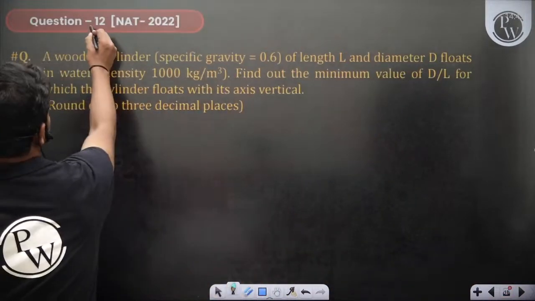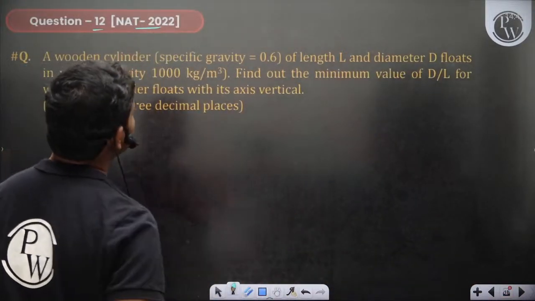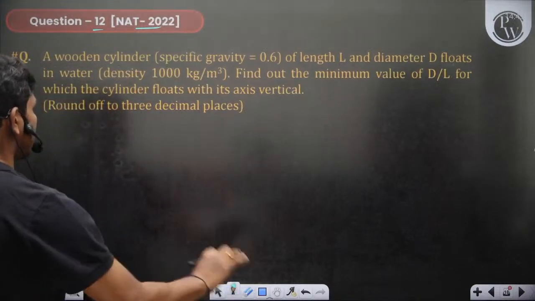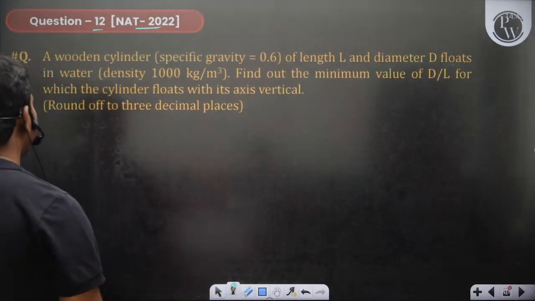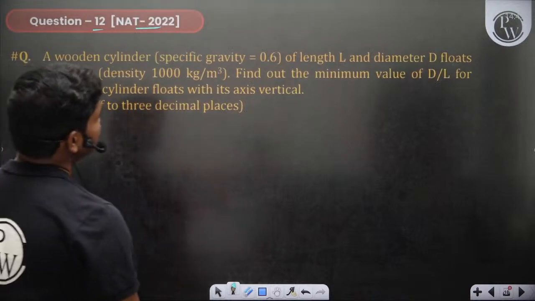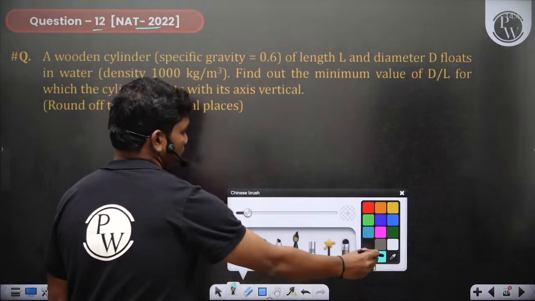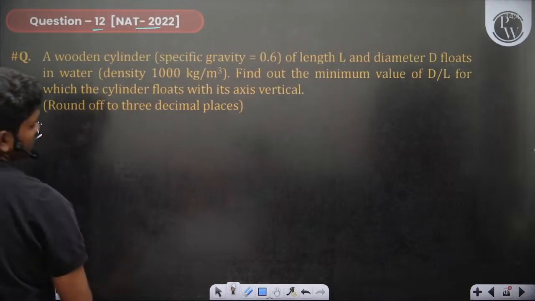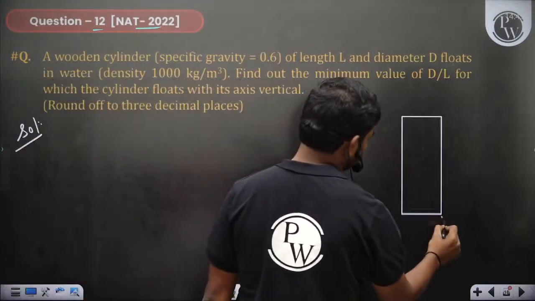Question number 12, NAT 2022. Say a wooden cylinder, specific gravity 0.6, of length L and diameter D, floats in water. Find out the minimum value of D by L for which the cylinder floats with its axis vertical. Okay, with its axis vertical. So let's see, there is a wooden cylinder like this.